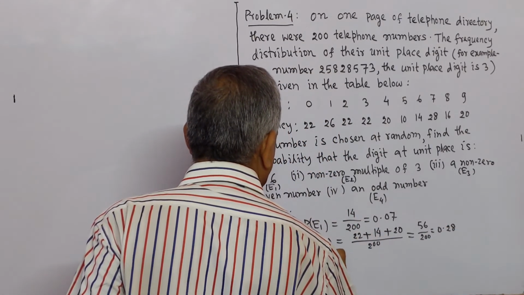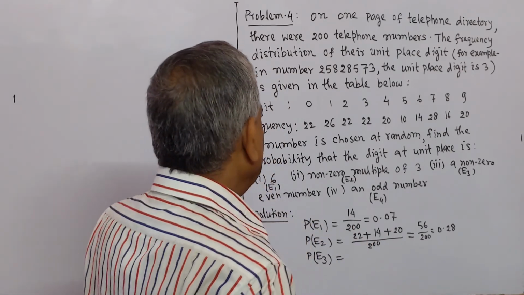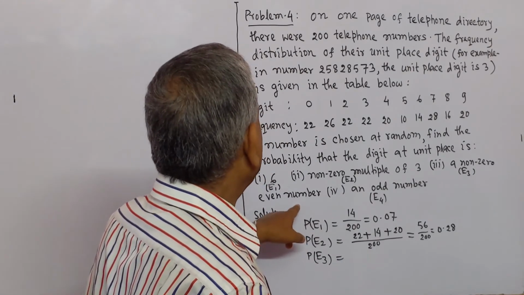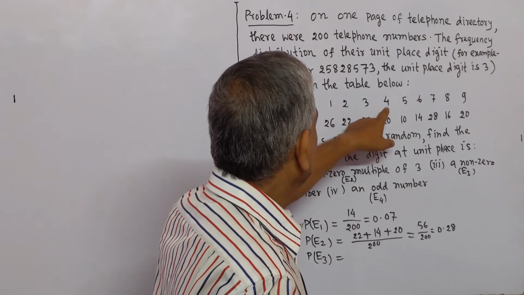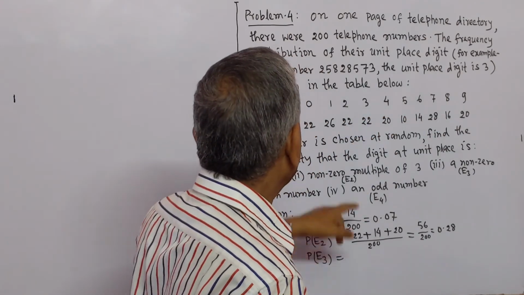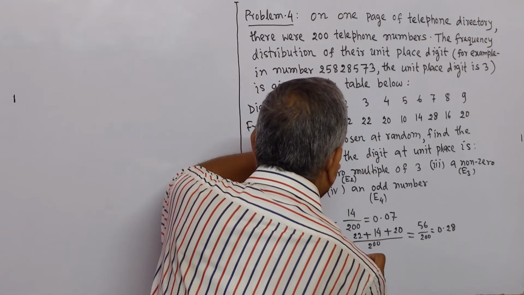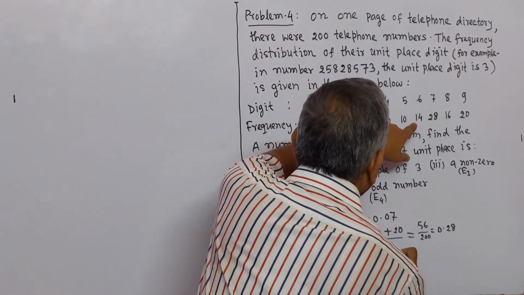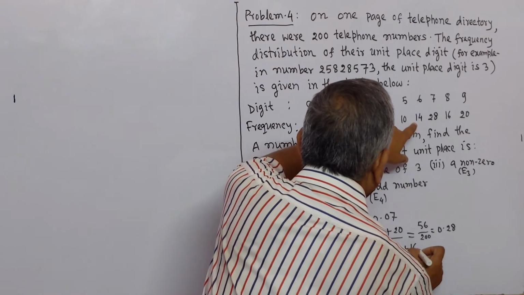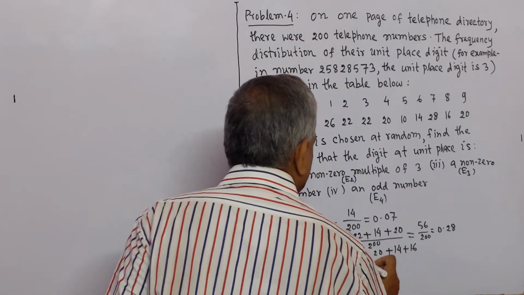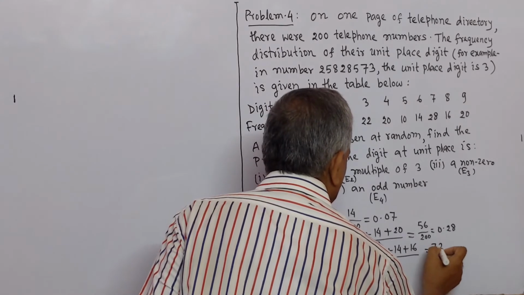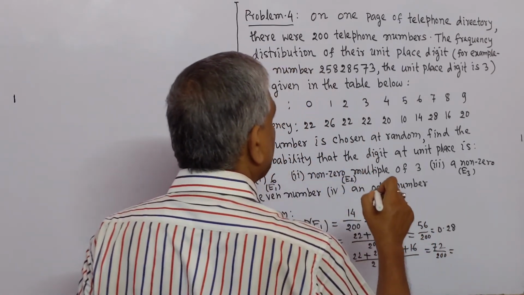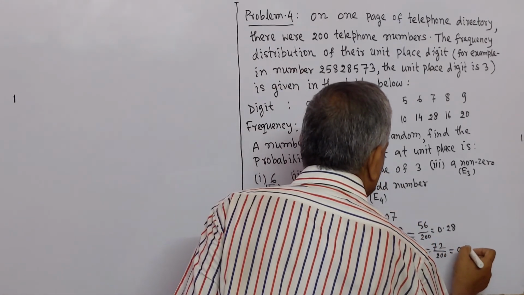P(E3). E3 is a non-zero even number. Non-zero even number means 2, 4, 6, 8. So here the number of numbers is 22 plus 20 plus 14 plus 16. This is 72, and here 200. And this is equal to 0.36.